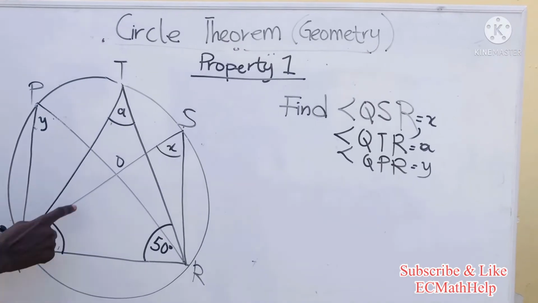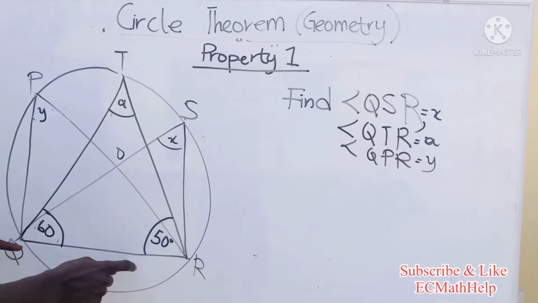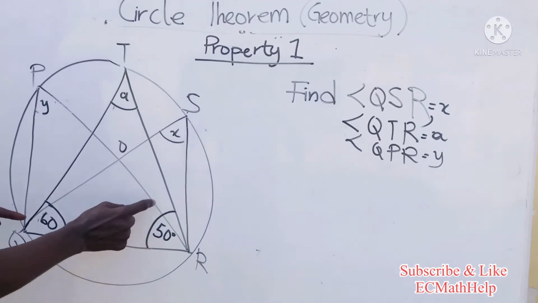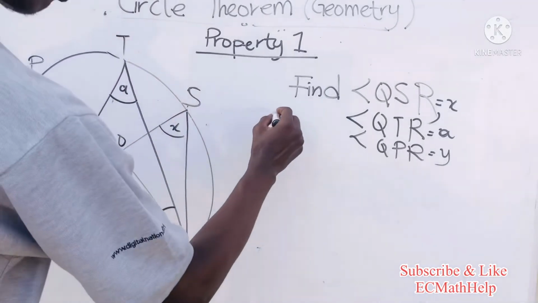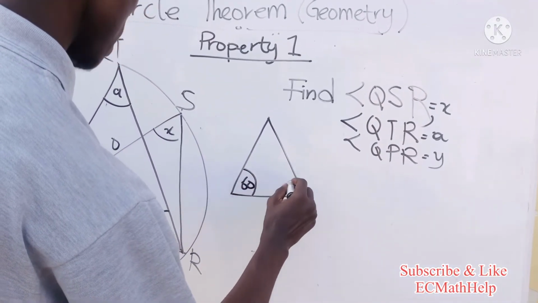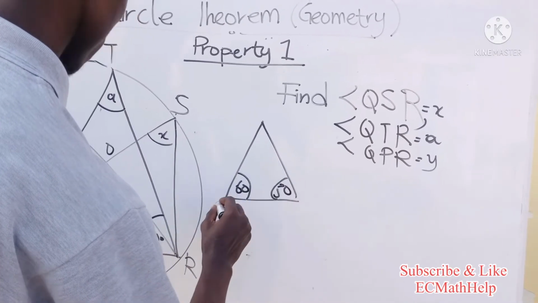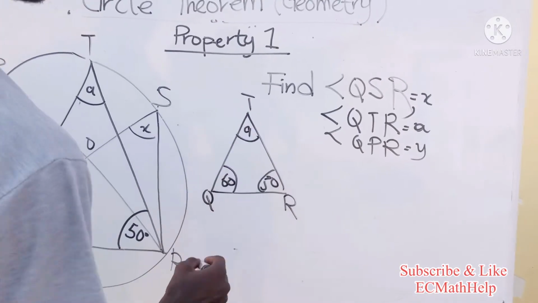We have been given angle TQR to be 60 and angle TRQ to be 50. We can use the triangle here to find A. So we can have something like this. Here is 60, here is 50. So here is Q, here is R, here is T. Now let's find A.